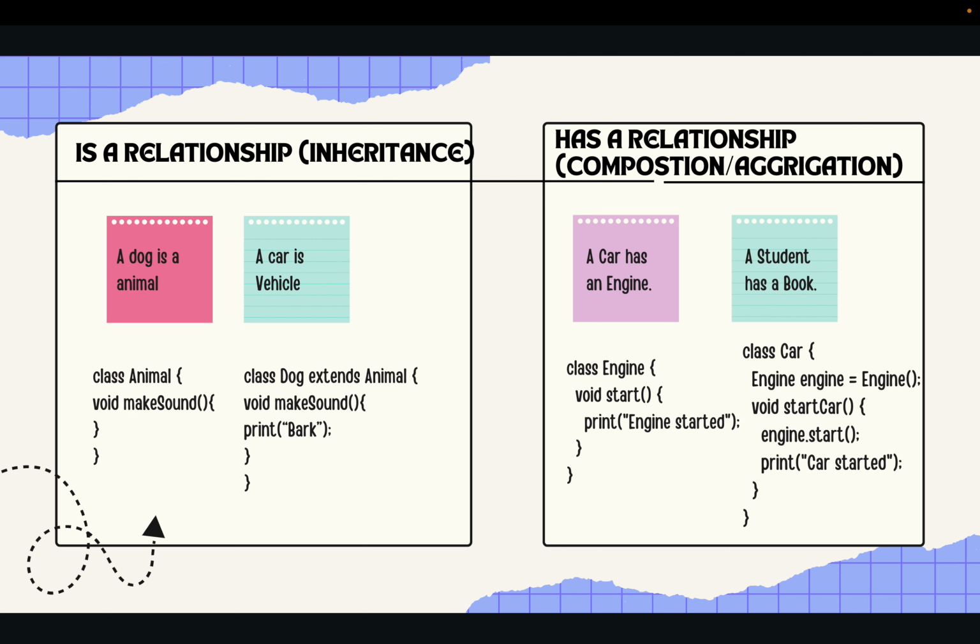So what is composition and what is aggregation? If there is no car, there should not be an engine. There is a proper dependency of engine on car. So this is composition. And what is aggregation? If a single entity can survive on its own, like a cricket team or basketball team, if there is no team, a single player can survive. So that's aggregation.